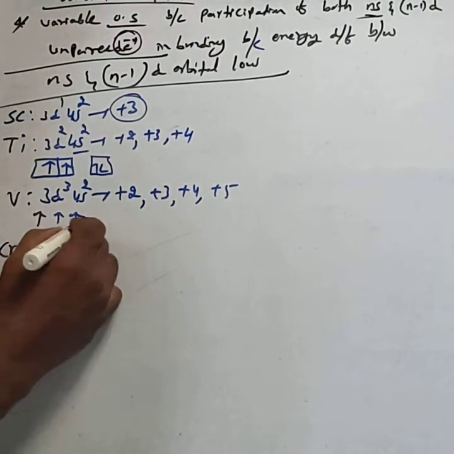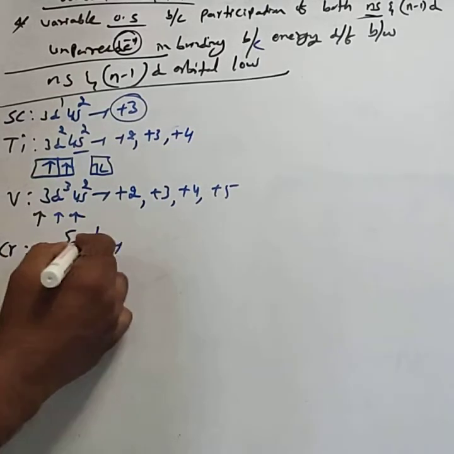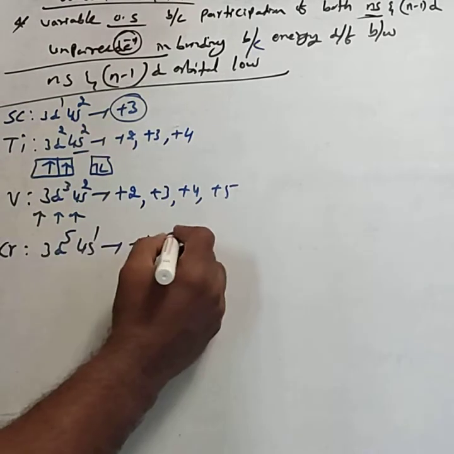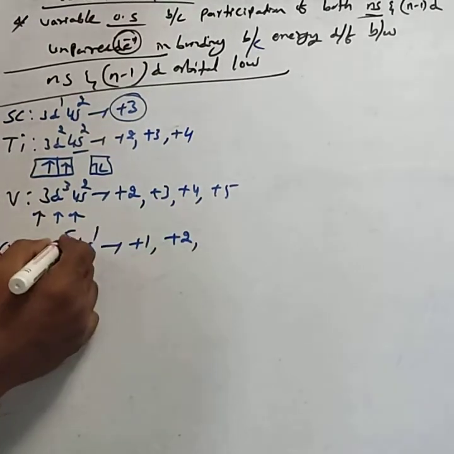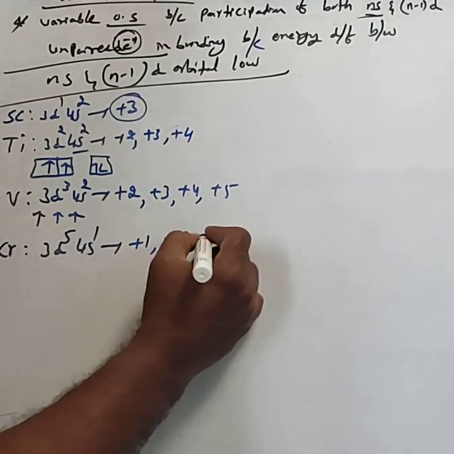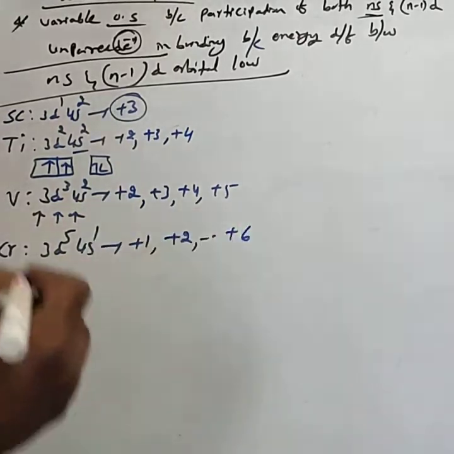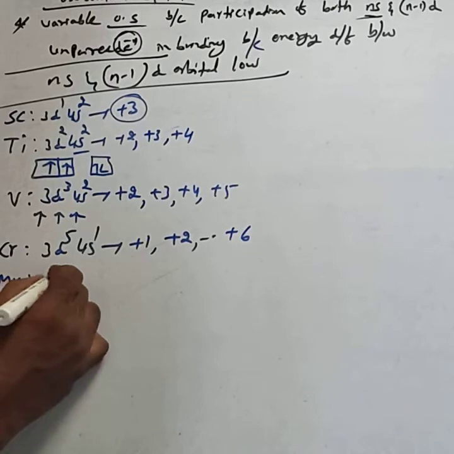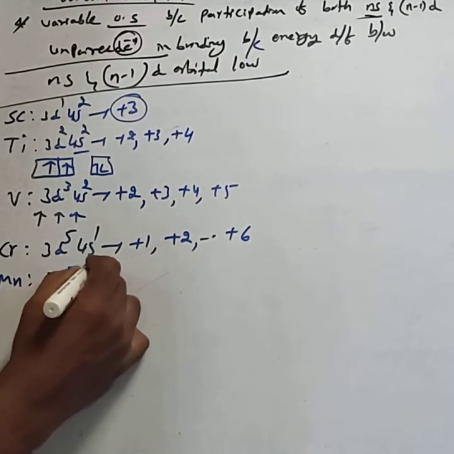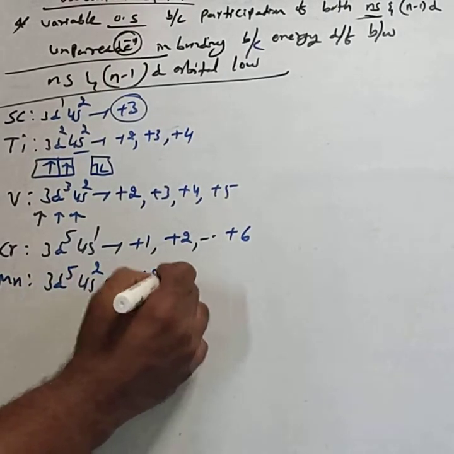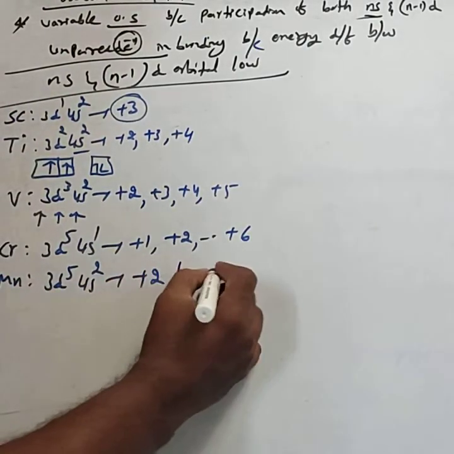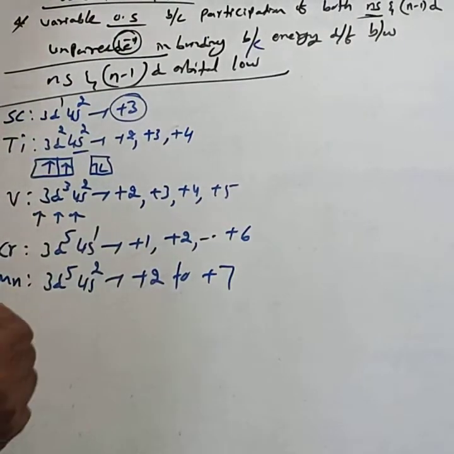Chromium means 3d5 4s1. Then you can write +1 also, due to 4s, +1. Then +2 up to all the 5, up to +6. That is +2 to +6. Then the Mn configuration is 3d5 4s2. From s, +2. There are 5 unpaired, so +2 to +7. Manganese shows +2 to +7.